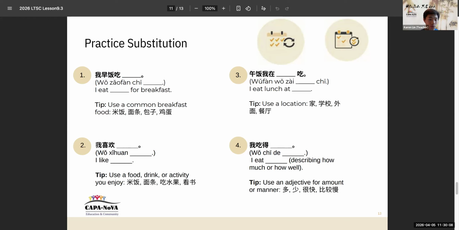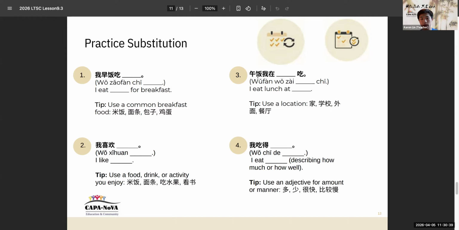And then for number 2, 我喜欢 blank, I like something. This one is very open. You can answer it with a noun, a food, a drink, also an activity or something you enjoy. So here are some examples. 我喜欢吃水果 means I like to eat fruits. Or 我喜欢看书 means I like to read books. That one is another great one to use anytime.